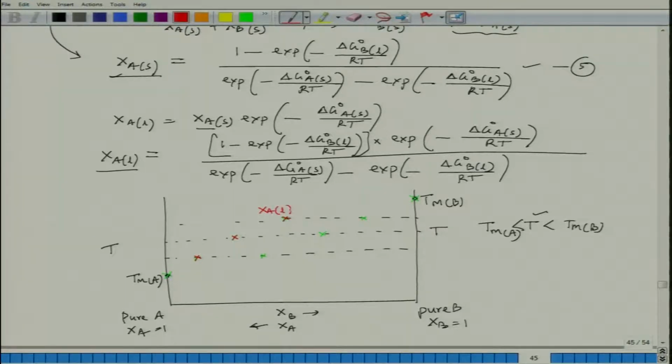Now these lines I can give a different notation: these lines are all the XA liquid line and these lines are all the XA solid line. At this point XB solid is merging with XB liquid, and here XA solid is merging with XA liquid. Now if we connect the liquid compositions, I can connect those, and I can also connect the solid compositions.